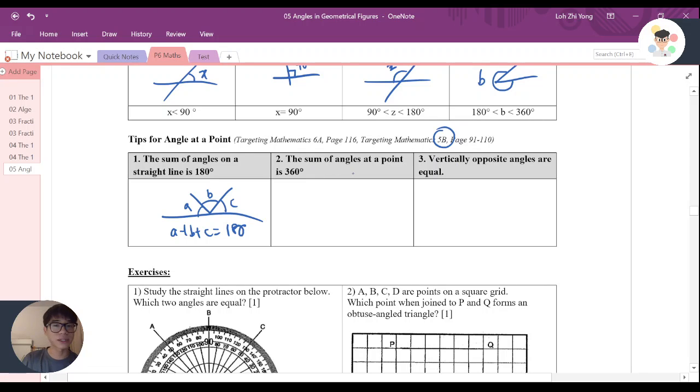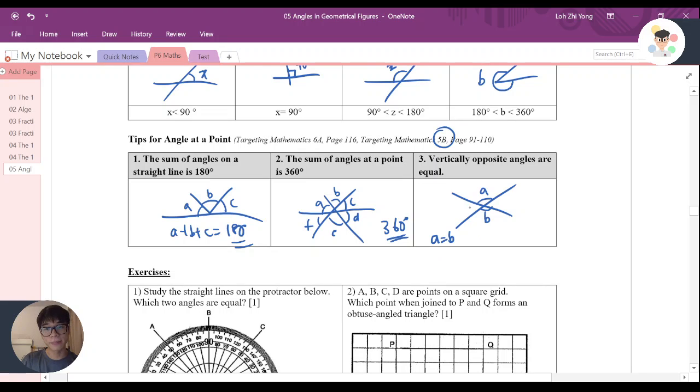Now the sum of angles at a point means that, for example, I have something like this, with angles A, B, C, D, E, F. I add them all together, it will give me 360 degrees. And the last one is called vertically opposite angles. If I have a straight line here, the angles A and B will be the same. The angle C and the angle D will also be the same.